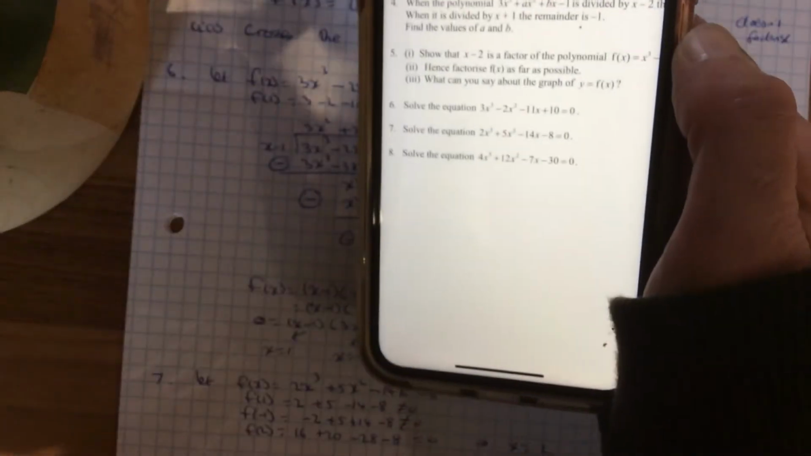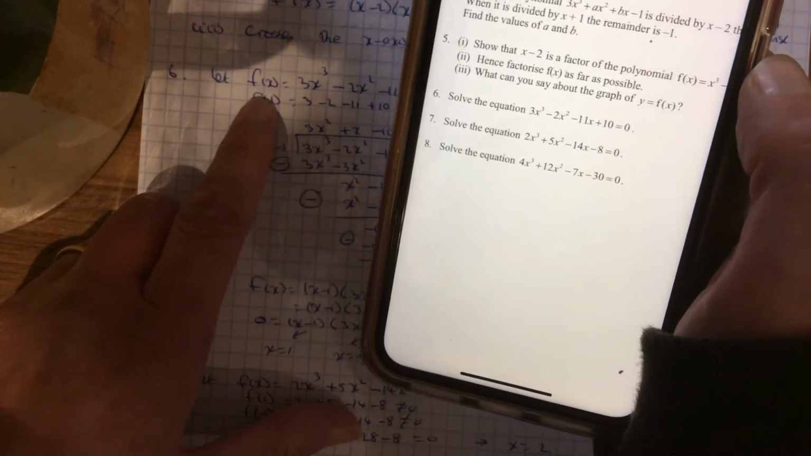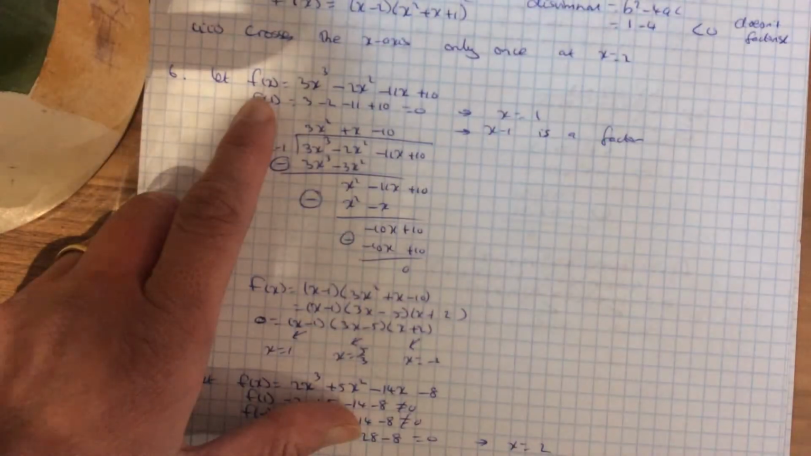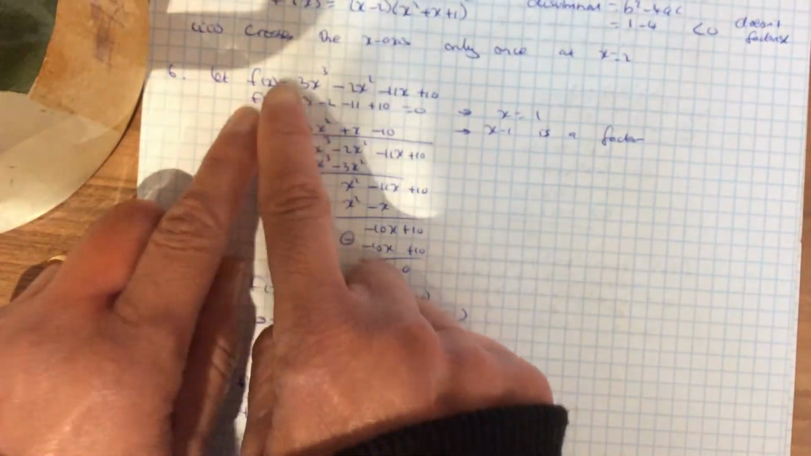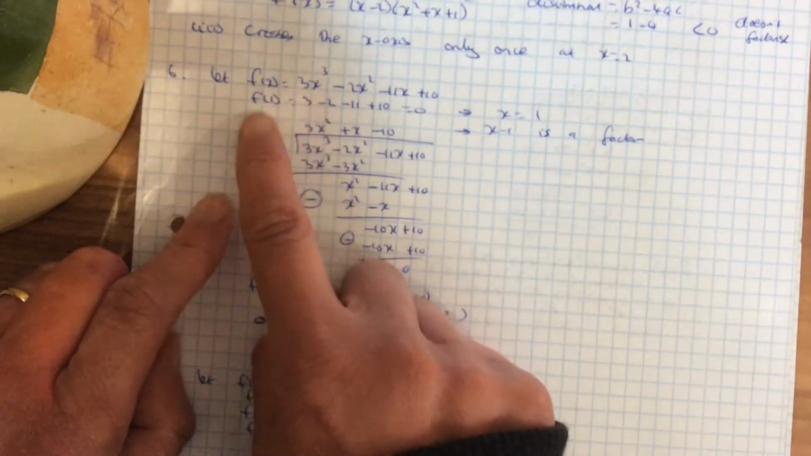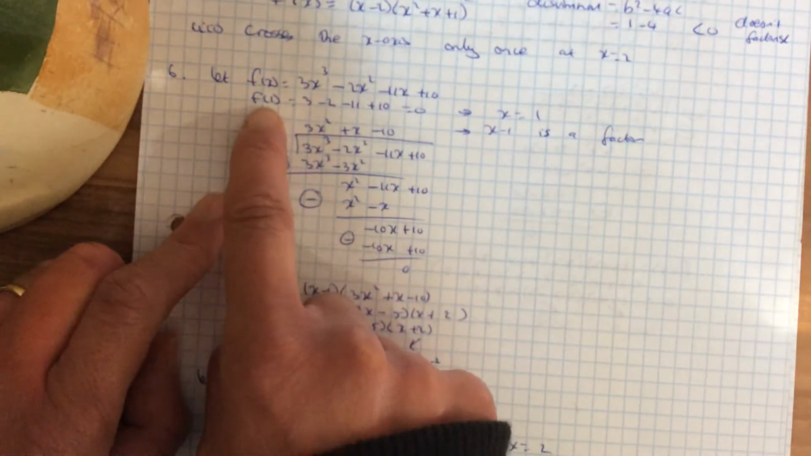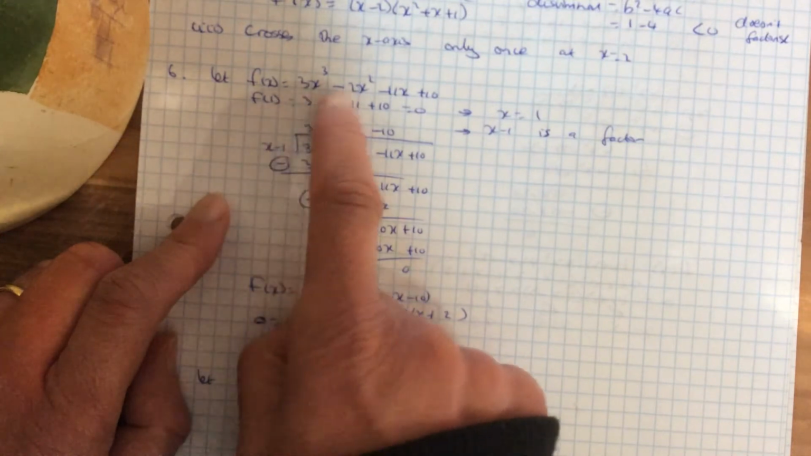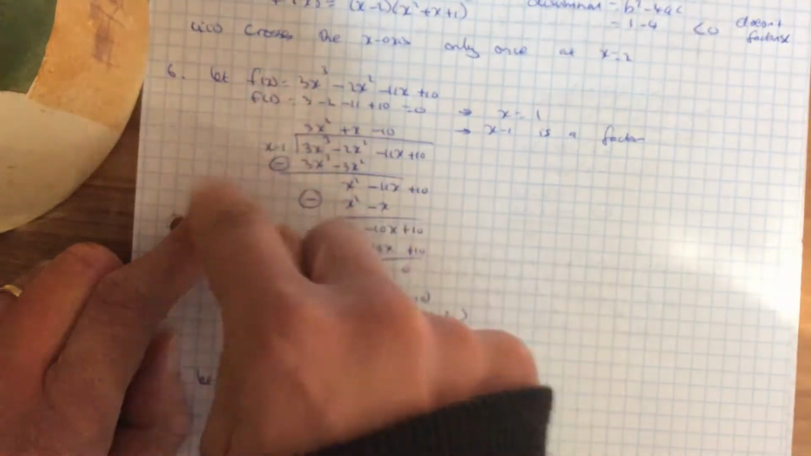Question 6. Questions 6, 7 and 8 are very, very important. They're solving cubics. So I'll just take you through the answers here. These are very important questions. First of all, write it as f(x) equals. Then try different values of x. Try 1. I always tend to go 1, then minus 1, then 2, then minus 2.